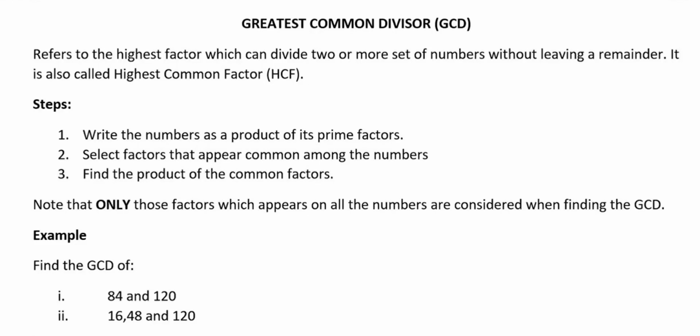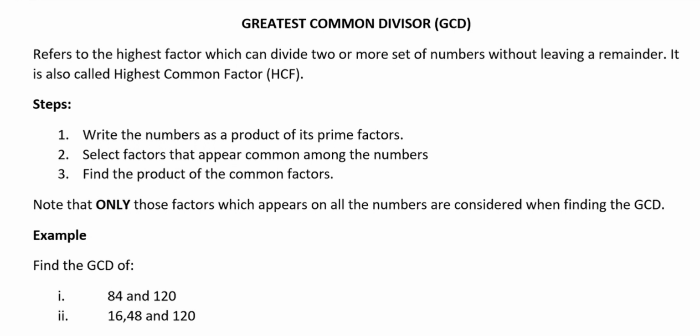Greatest common divisor refers to the highest factor or number which can divide two or more sets of numbers without leaving a remainder. So when getting the greatest common divisor, these are the steps that we follow. Write the numbers that you want to find their greatest common divisor as a product of their prime factors.